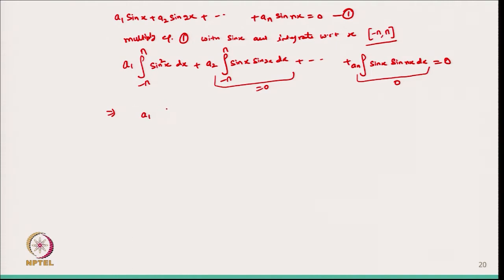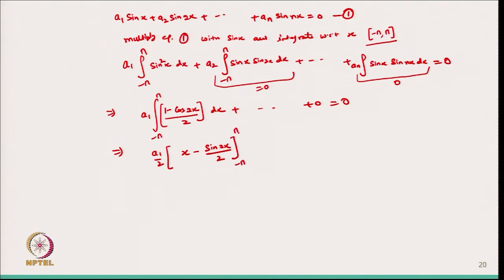and this integration can be written as 1 minus cos 2x divided by 2, and then doing the integration from minus pi to pi dx. So definitely its value is not going to be 0, plus everything is 0, and that equals 0. Now from here you can check that this is a1 by 2, and then I can do the integration of this one. So it is x minus sin 2x by 2, and substituting this integral, it can be written as a1 by 2. So sin 2 pi and sin minus 2 pi, they are 0.